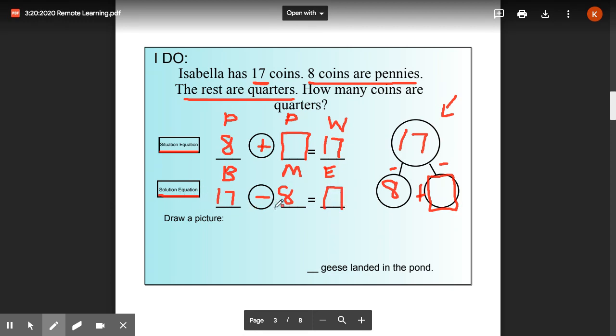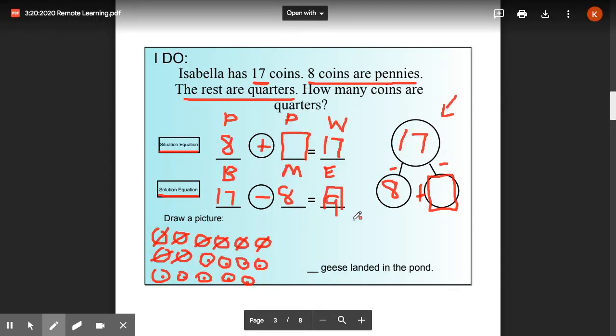Now that I have my solution equation filled in, I can draw a picture to solve. The first thing I'm going to do is draw 17 circles. 1, 2, 3, 4, 5, 6, 7, 8, 9, 10, 11, 12, 13, 14, 15, 16, 17. And I'm subtracting 8. What does subtract mean? If you said take away, you are correct. I'm going to take away 8 circles. 1, 2, 3, 4, 5, 6, 7, 8. Now let's see how many we have left. 1, 2, 3, 4, 5, 6, 7, 8, 9. So I know that when I have 17 circles, I take 8 away, I have 9 left. So there's my missing part.